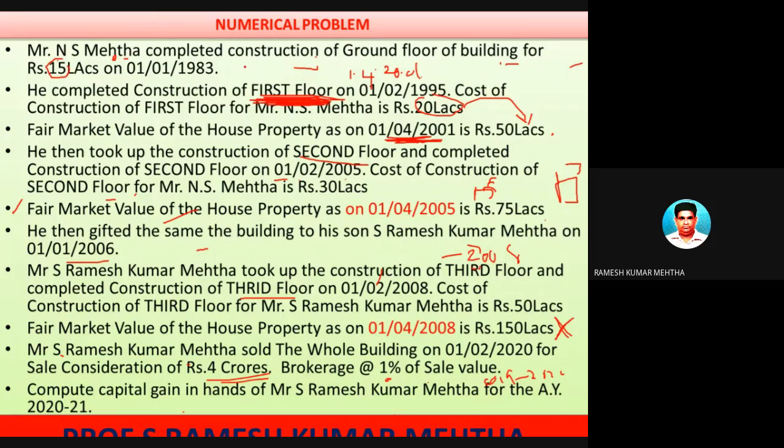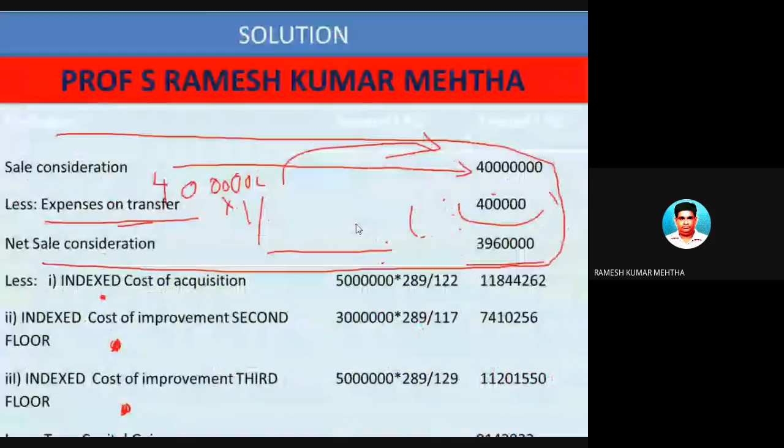So any expenditure incurred before 1/4/2001 has to be disregarded, and it is regarded only for finding out the cost of acquisition, the actual cost or the fair market value, whichever is higher. In this case, the total expenditure is 35 lakh rupees, but the fair market value is 50 lakh rupees. So among them, whichever is higher is taken into account. So 50 lakh rupees is the cost of acquisition in the hands of Mr. Ramesh Kumar Mehta.